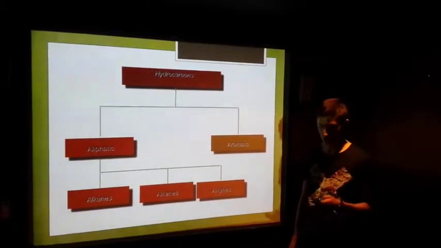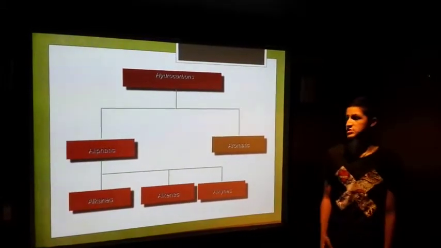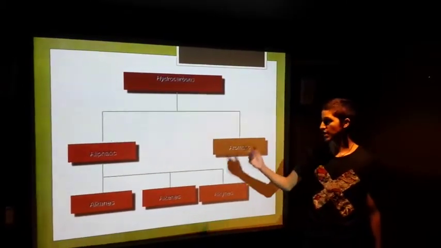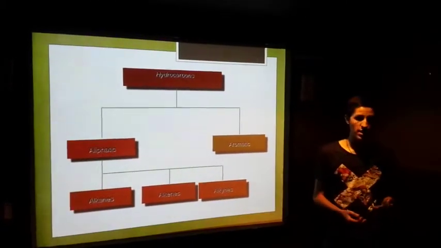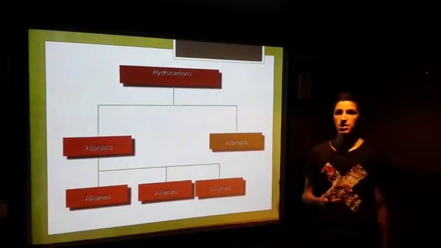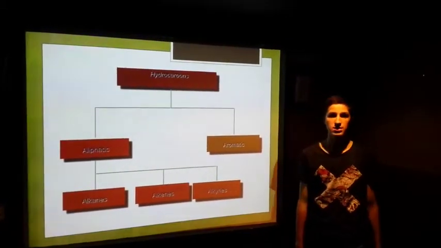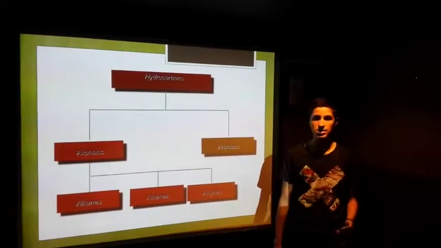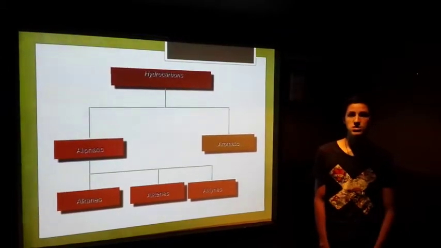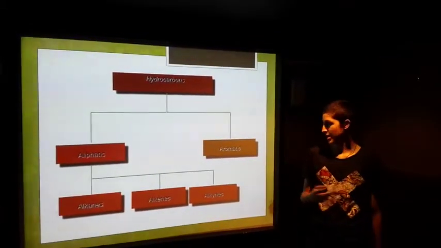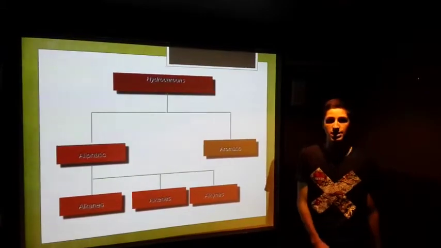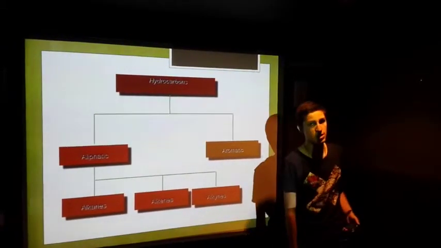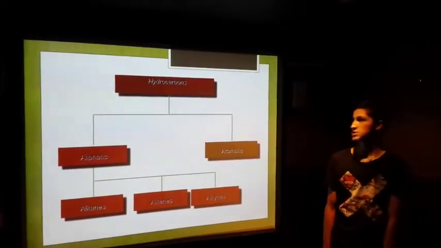The hydrocarbons are divided into 2 branches, the aliphatic and the aromatic. The aliphatic are divided into 3. The alkanes, which are compounds that have only single bonds. The alkenes, which need to have at least a double bond, and the alkynes, which need to have at least a triple bond. And the aromatic are the ones that contain a benzene ring.